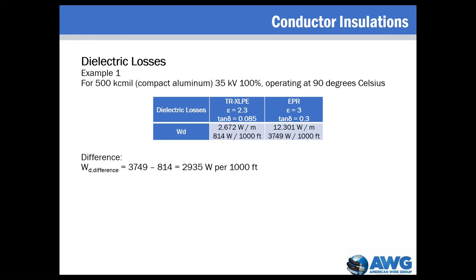In the case of a 500 KC mil compact stranded aluminum conductor with a 35 kV rated 100% insulation level operating at 90 degrees Celsius, we would have a dielectric loss of about 814 watts per 1,000 feet for TRXLPE. For the same cable, but with EPR, the dielectric loss is about 3,749 watts per 1,000 feet. That is a difference of over 2,900 watts per 1,000 feet of cable.